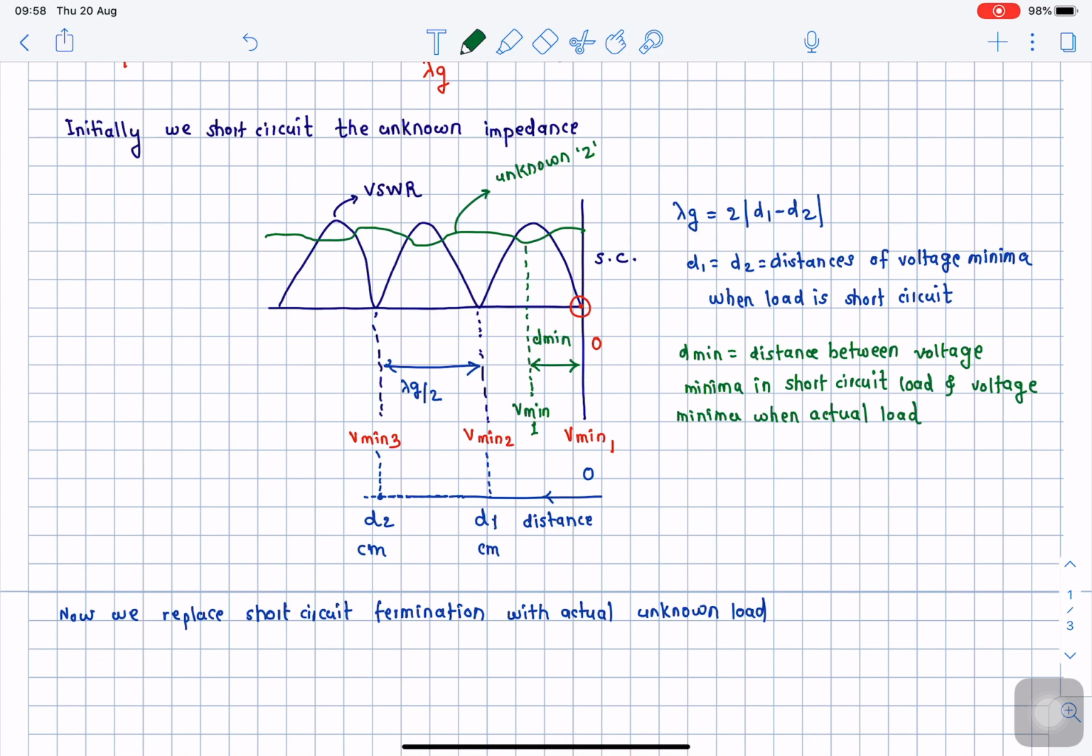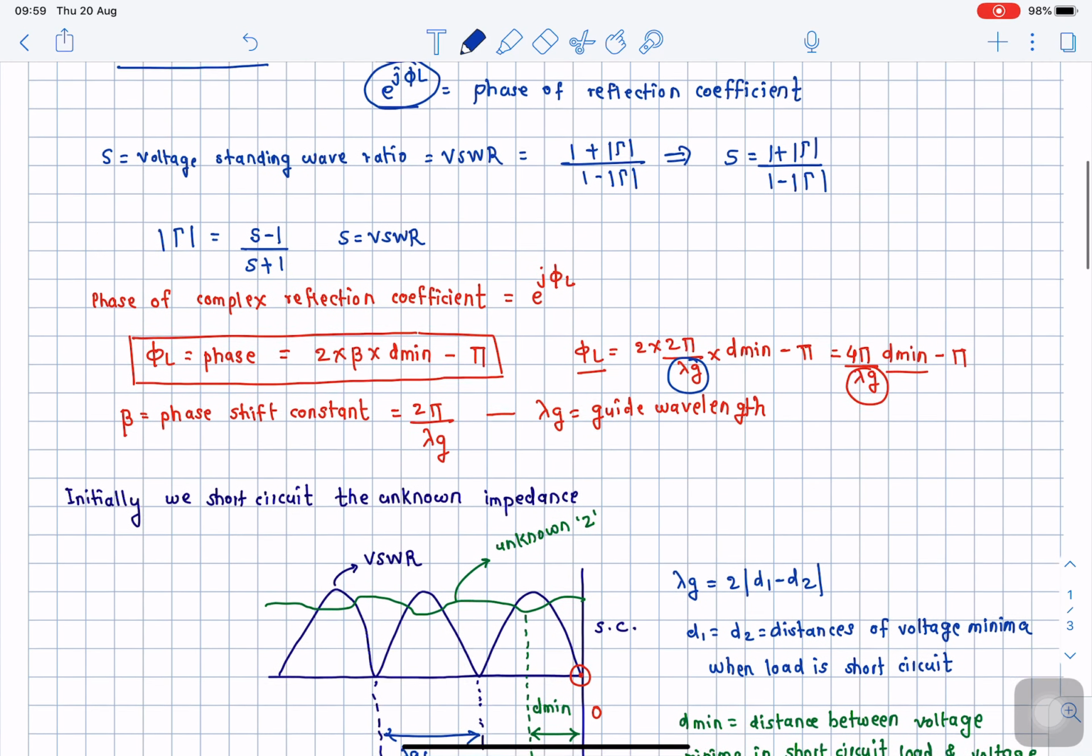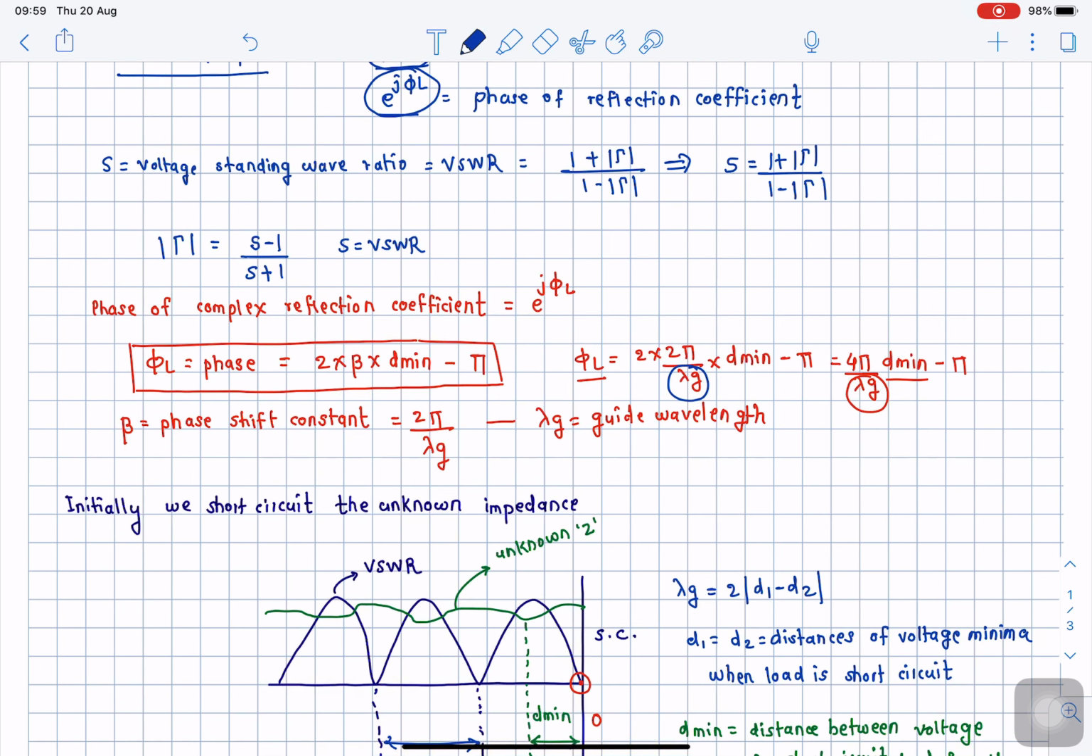So when we replace a short circuit termination with the actual load, we measure D minimum. Okay, so we have found out the value of D minimum. In the equation of the phase shift calculation, D minimum is used. Once you know the guide wavelength and D minimum, you calculate the phase phi L. Once you know phi L, the phase of the complex reflection coefficient can be calculated, right?